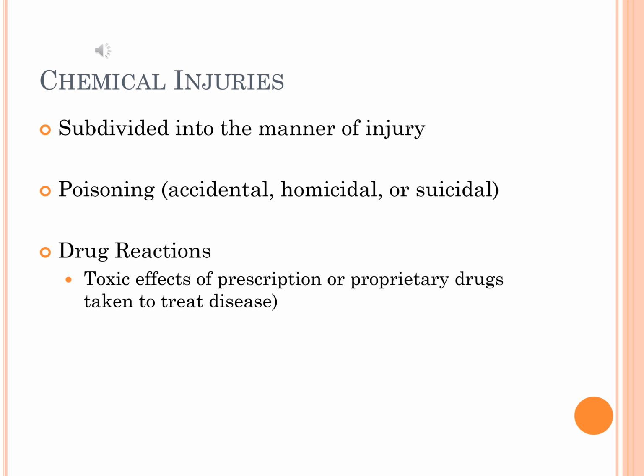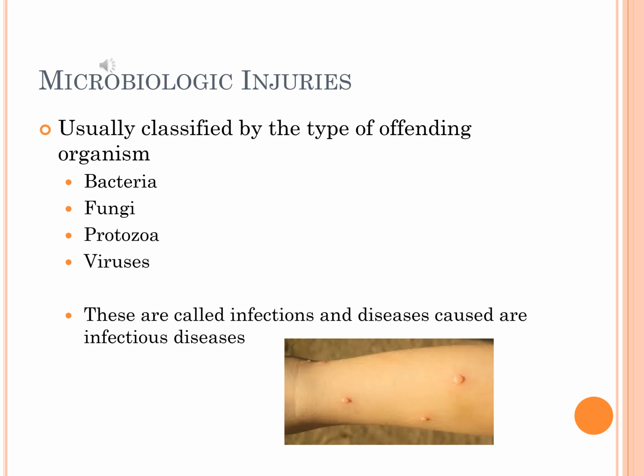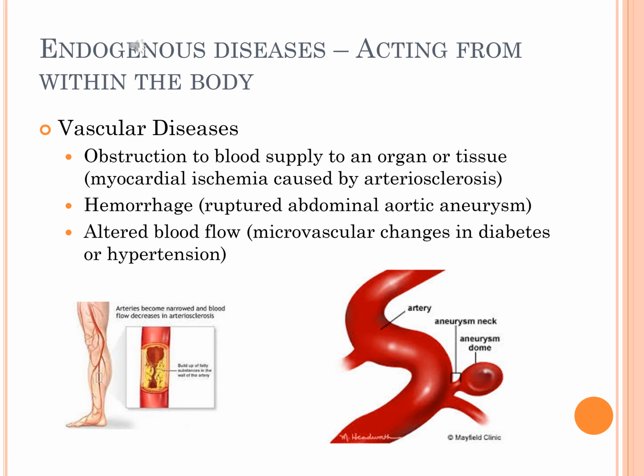Drug reactions: toxic effects of prescription or proprietary drugs taken to treat disease. Microbiologic injuries are usually classified by the type of offending organism: bacteria, fungi, protozoa, viruses. These are called infections, and the diseases caused are infectious diseases. Endogenous diseases act from within the body. Vascular diseases: obstruction to blood supply to an organ or tissue, myocardial ischemia caused by arteriosclerosis, hemorrhage, ruptured abdominal aortic aneurysm, altered blood flow. Microvascular changes in diabetes or hypertension.